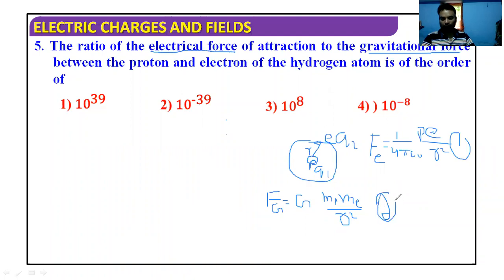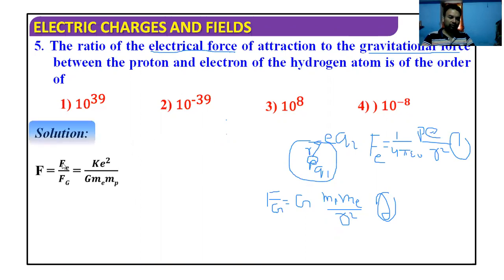And we are asked to find out the ratio. Ratio means if we divide equation 1 by equation 2, then we will find the ratio. So now let us go for the solution. The solution is also given. The ratio is Fe upon Fg.